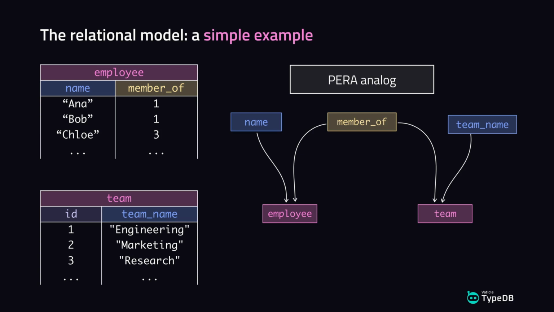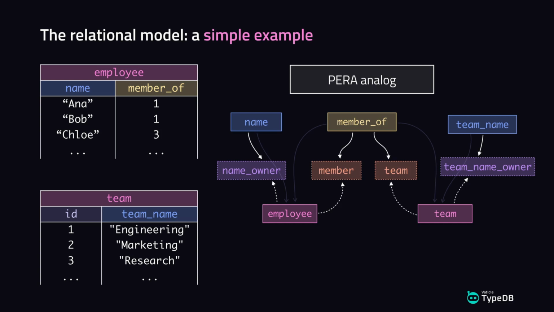Is this the PR schema that would correspond to our simple example? It's not yet the exact PR schema, because indeed, if you remember, in the PR model, we abstract all dependencies. So really what we still need to do is insert the interfaces that abstract these dependencies. So for instance, instead of having name directly depend on employee, we introduce an interface, ownership of names, as a type in between that employees can then cast into. And with this modification, we would then arrive at the PR analog of our simple relational example.